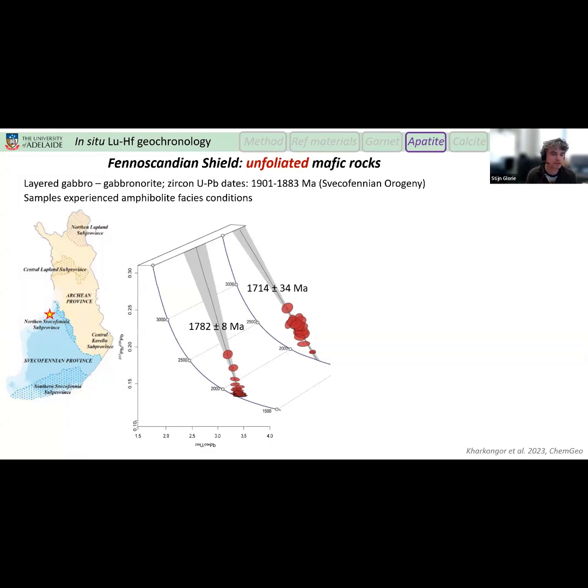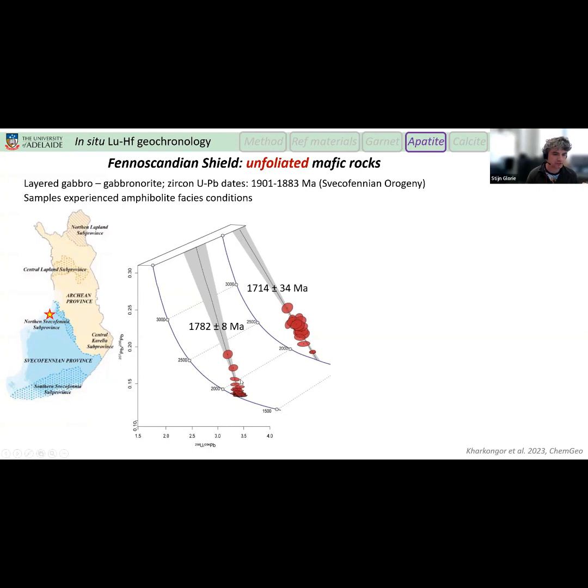There's a layered mafic intrusive system where we have gabbros and gabbronorites. And there are zircon dates in the vicinity of rocks that are supposedly cogenetic with those rocks. And they have these numbers here, so the Svecofennian orogeny. And we also know that the samples have experienced amphibolite conditions afterwards. That's kind of like our framework.